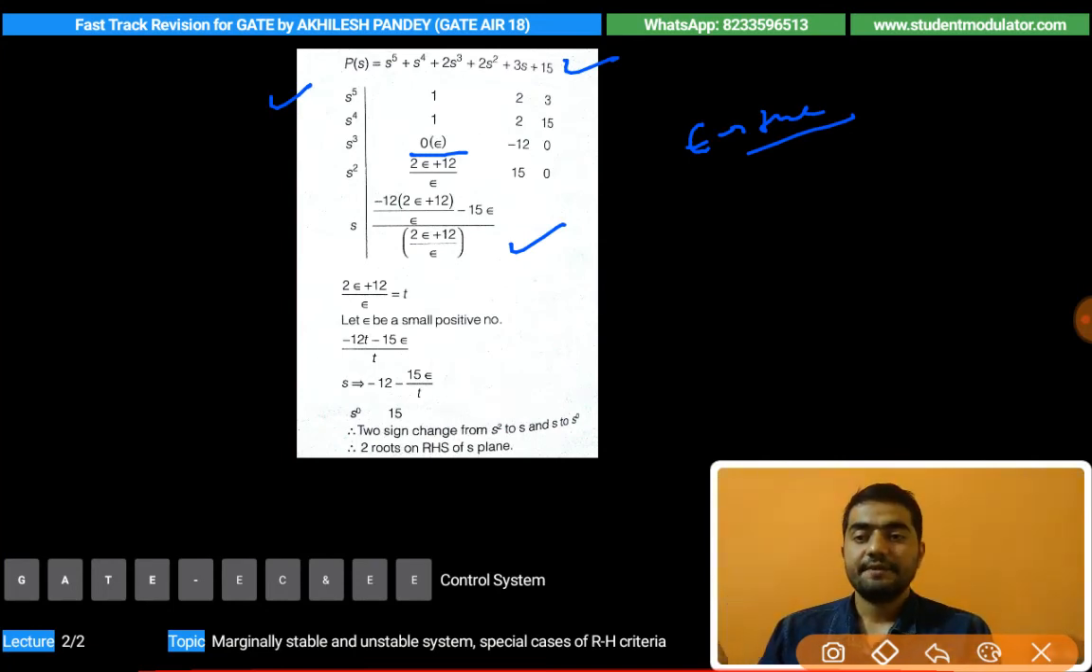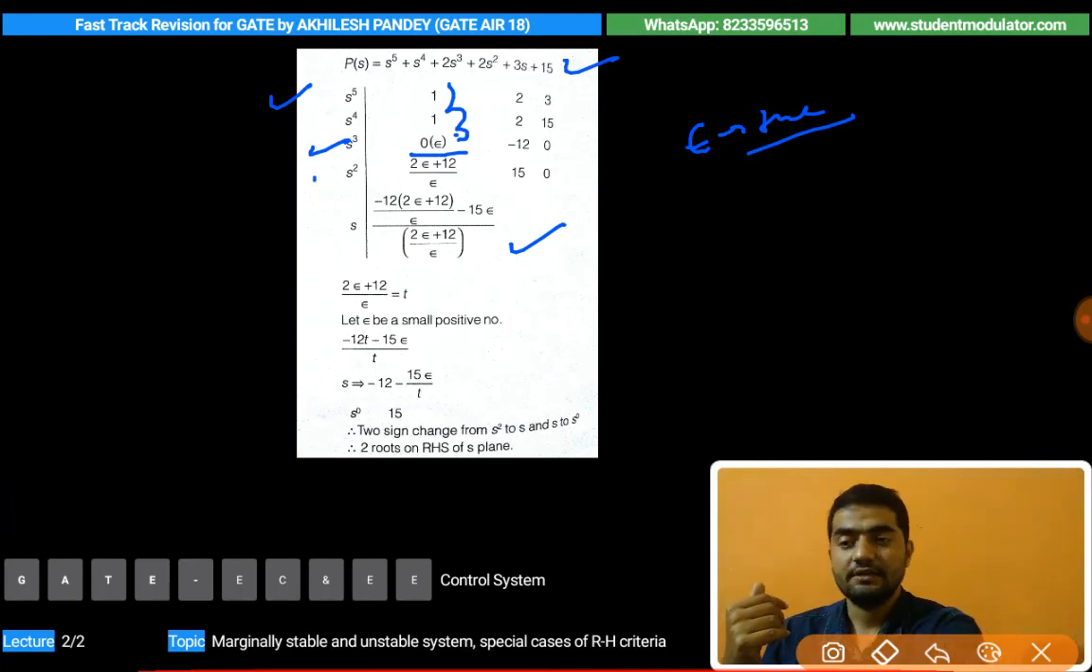After completing, we have to check how many times the sign is changing. For the first, the s power 3 row, as epsilon is positive, so here positive, positive, and epsilon is also positive, so there will be no sign change up to the s power 3 row. Now come to the s square row, the next row. Here we have to analyze it.